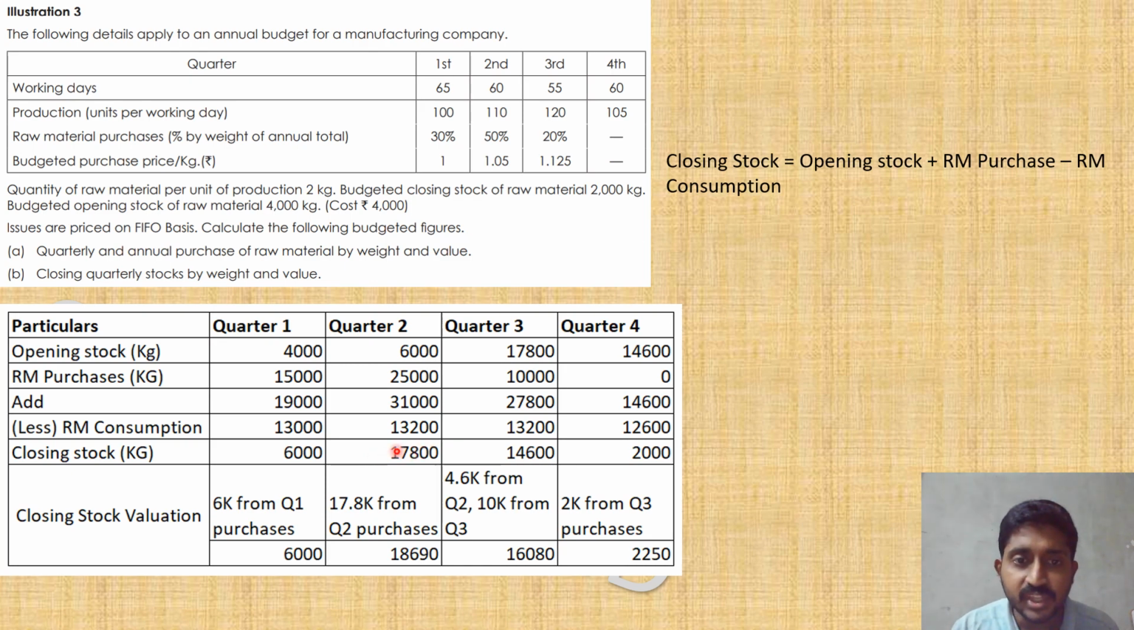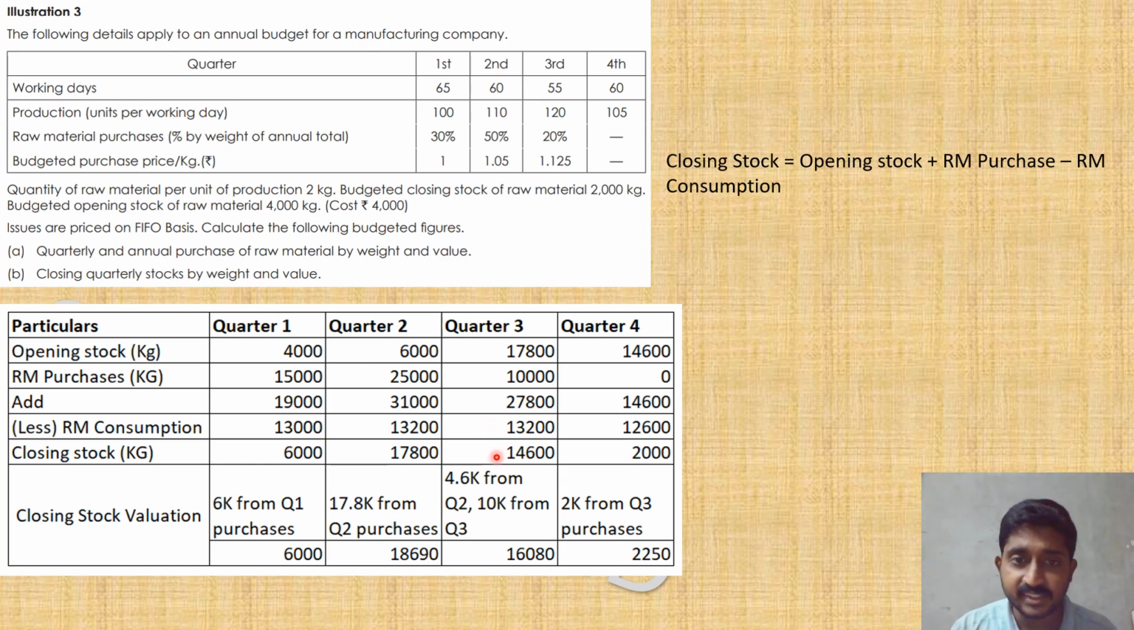So 17,800 is the closing stock, valued at 1.05, and 17,800 kg multiplied by 1.05 rupees is 18,690, the value of the closing stock. Now what we are doing: 17,800 kg is the closing stock, and I am taking it as the opening stock of quarter 3. Now how much am I purchasing? 10,000, which we calculated in our previous slide itself. And reducing the consumption, 13,200, the closing stock is 14,600.